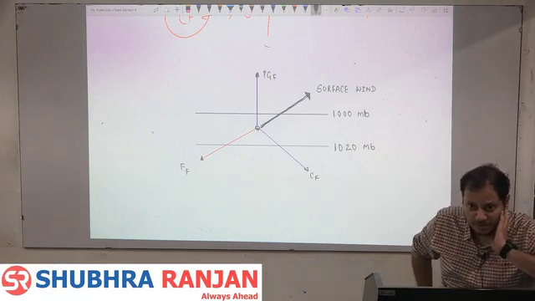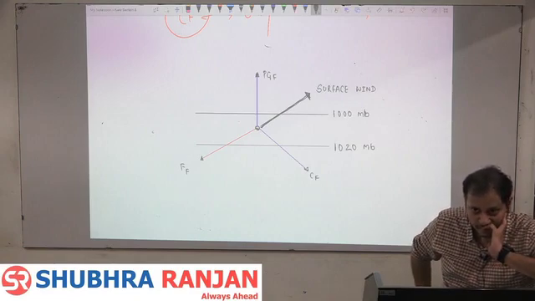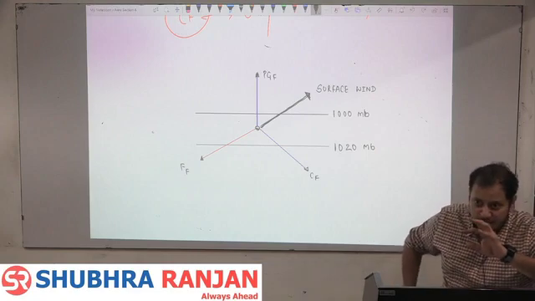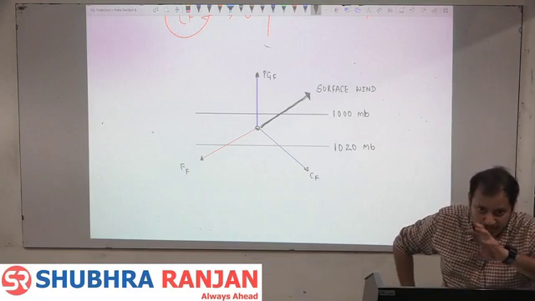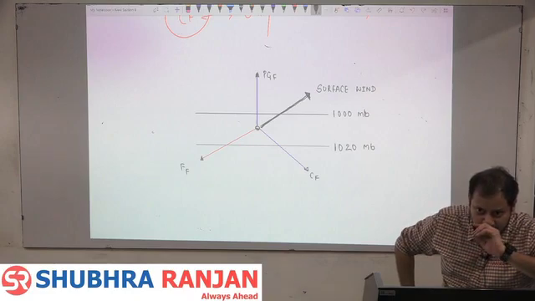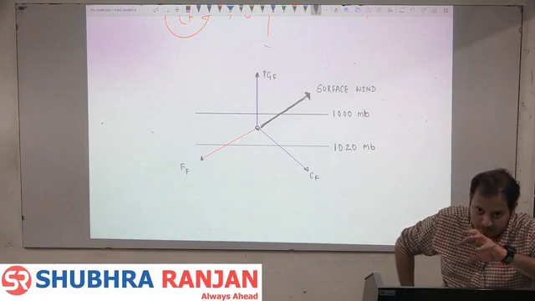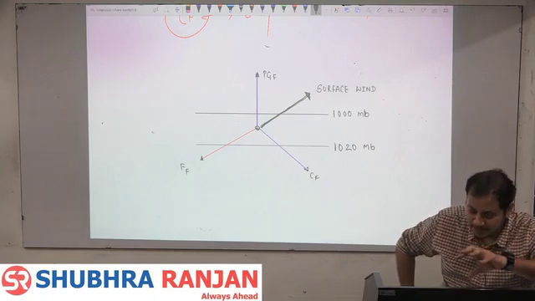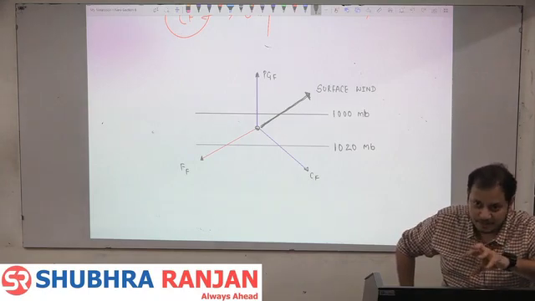Kyunki tino resultant force ek dusre ko more or less perpendicular act karte hain. Pressure gradient force ka kabhi direction change nahi hoga. Coriolis force perpendicular hoga pressure gradient ke. Fine, but frictional force reduce karega Coriolis force ko, that is deflection ko. And isliye ye teen forces aise act karenge. Abhi nahi samajh mein aayega, next topic mein samajh mein aayega diagram.